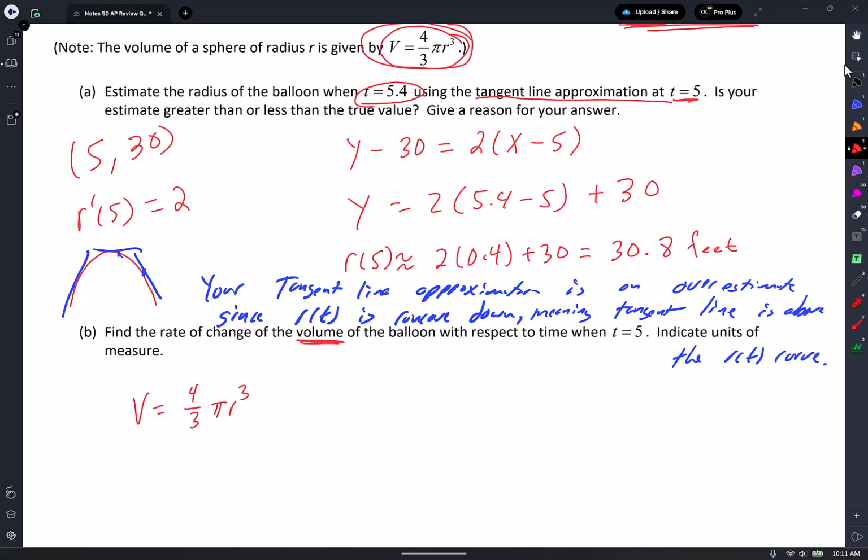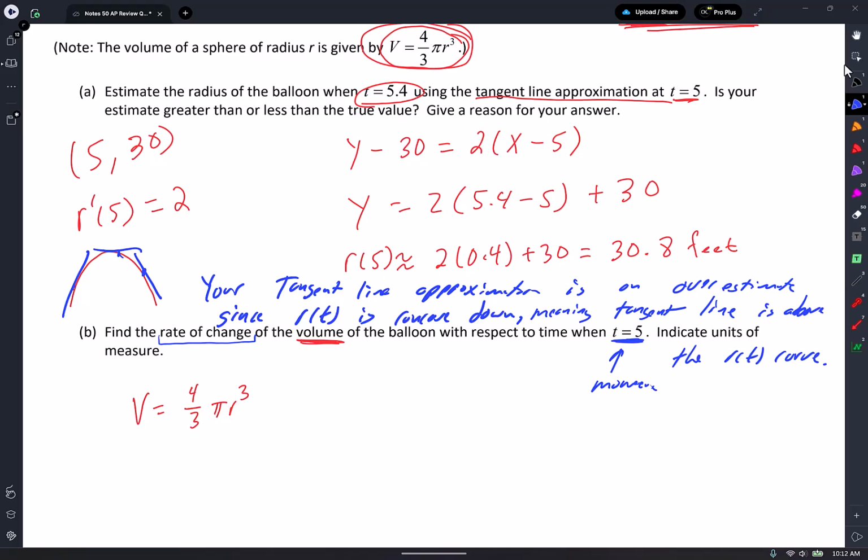How did you automatically know to find dV/dt? They asked for rate of change of the volume. If you see rate of change and volume, that's a derivative. Now, if you see the word average, then that's the secant slope, so you have to do y2 minus y1 over x2 minus x1. But if it doesn't say that, just find the rate of change. And notice, it's at a moment, at t equals 5. If they don't give you an interval, that's even more hint that it's a derivative at that moment. Does that make sense?